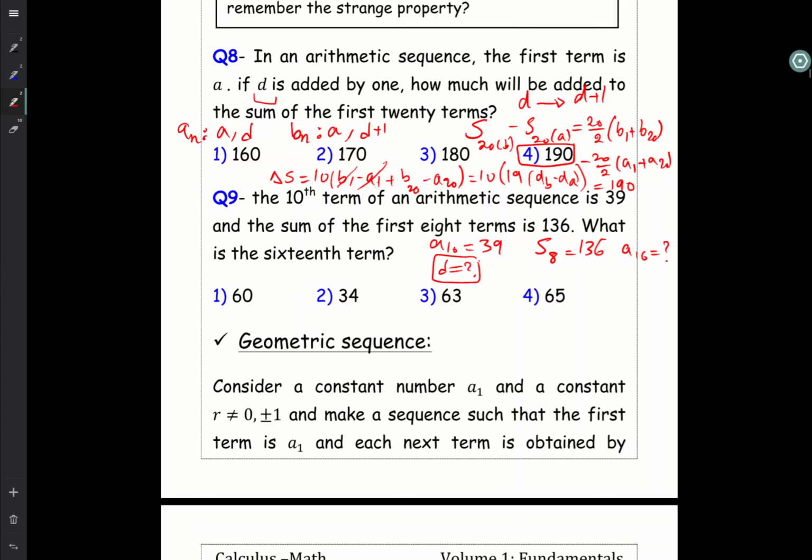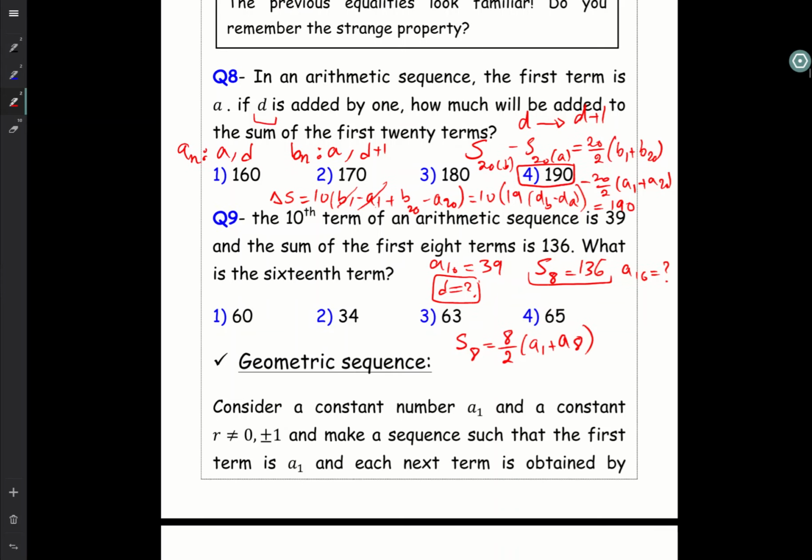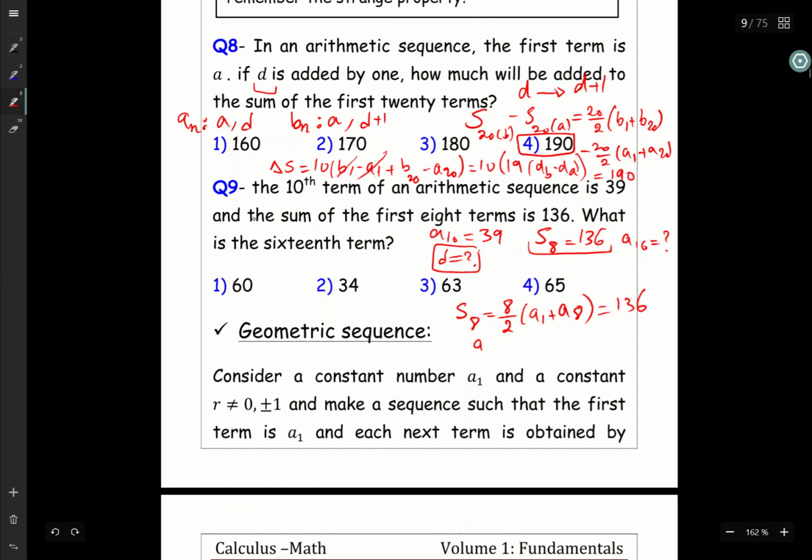Okay. So I can use S8. S8, I know it's 8 over 2 times (A1 plus A8), right? And this is 136. So immediately I know that A1 plus A8 is, 136 divided by 4, which is 34.